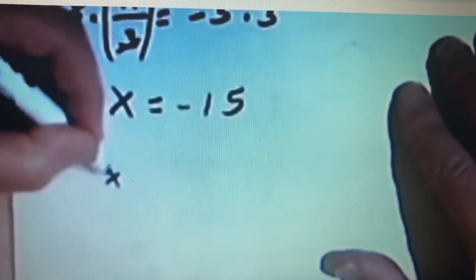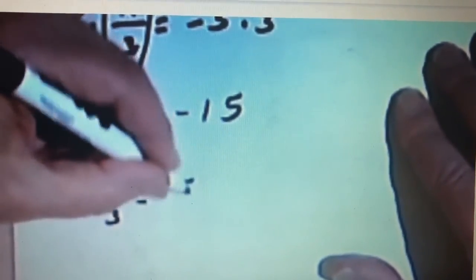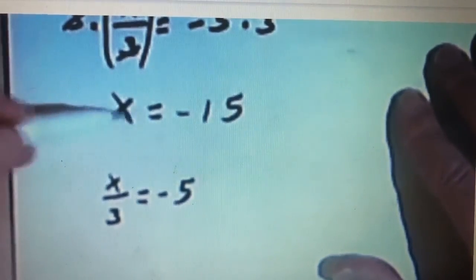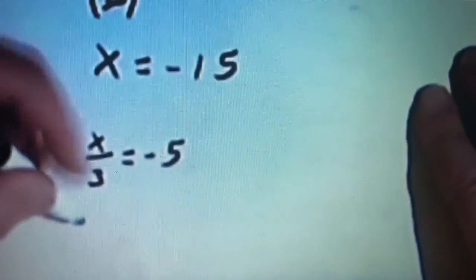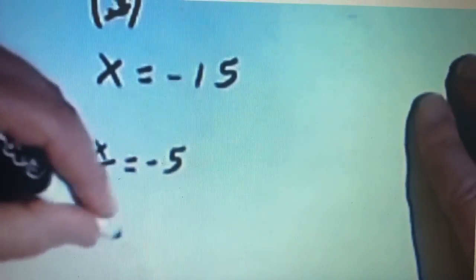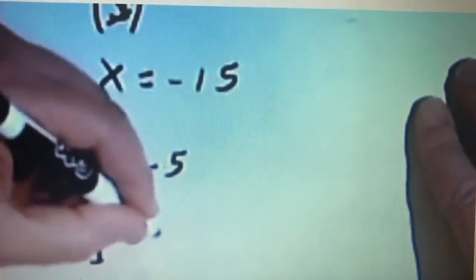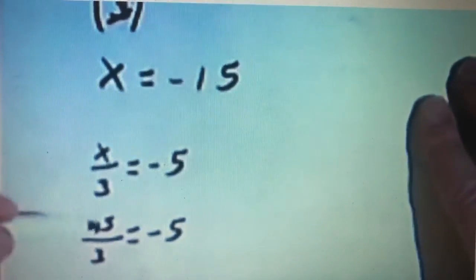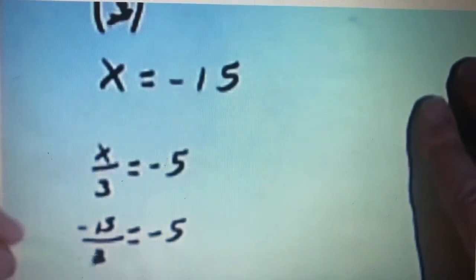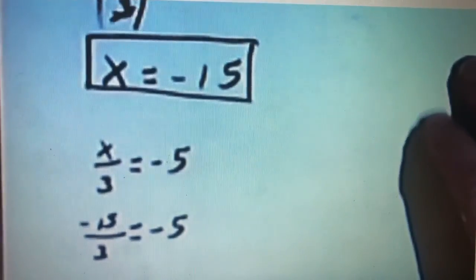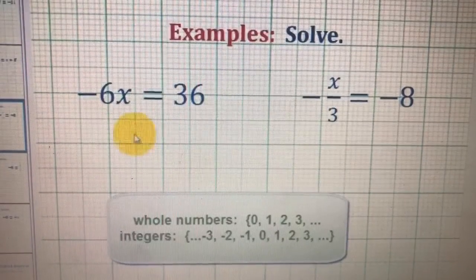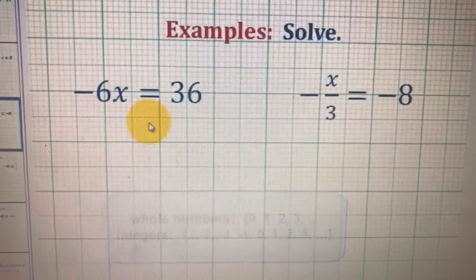So my original equation was x over 3 equals -5. If I think my answer is x equals -15, I want to put that -15 where the x is. So -15 divided by 3 equals -5. And -15 divided by 3 does equal -5. So this answer checks.